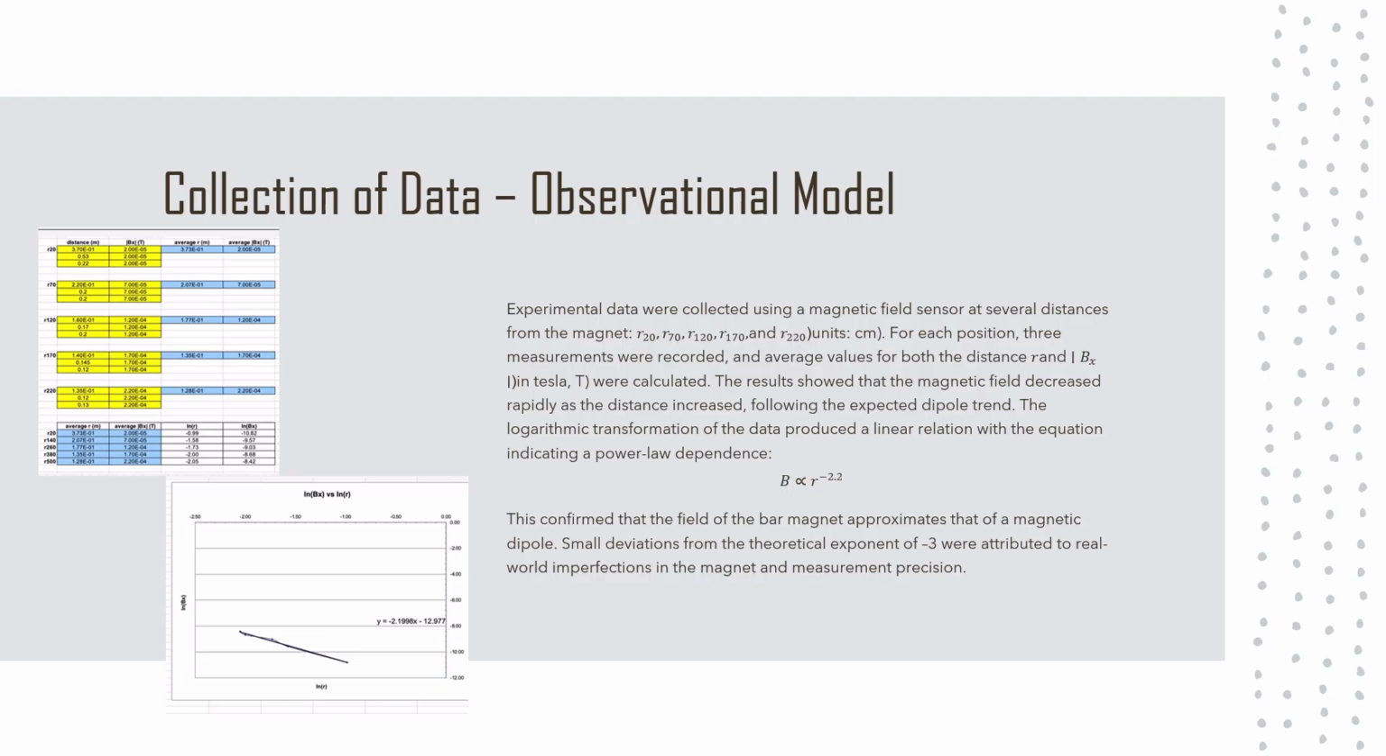Let's confirm that the field of the bar magnet approximates that of a magnetic dipole. Small deviations from the theoretical exponent of -3 were attributed to real-world imperfections in the magnet and measurement precision.